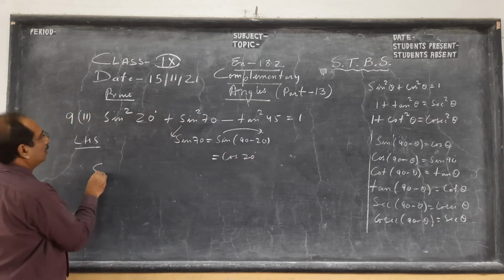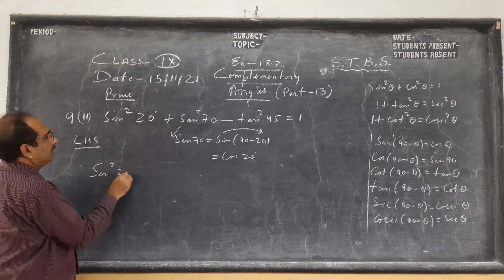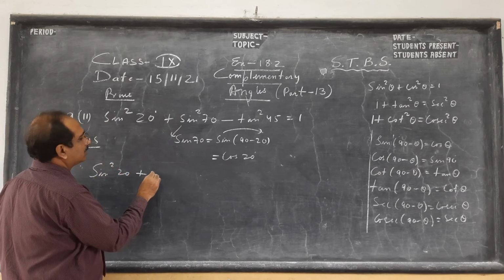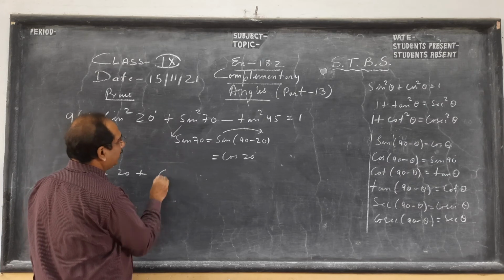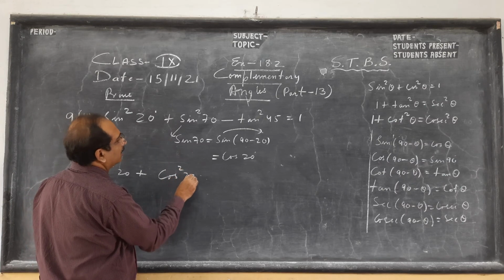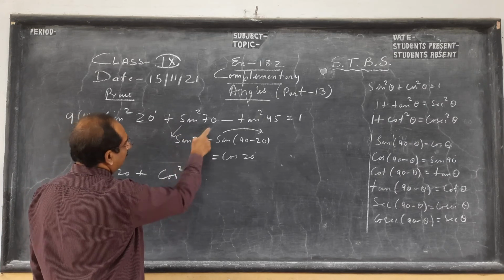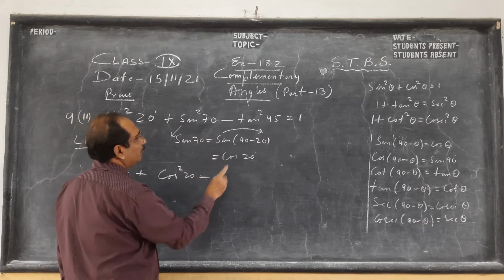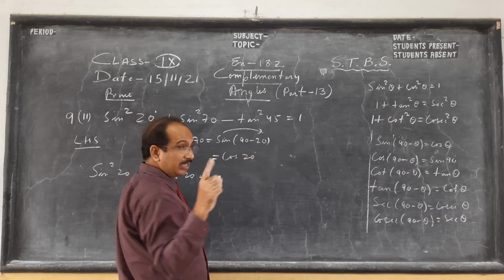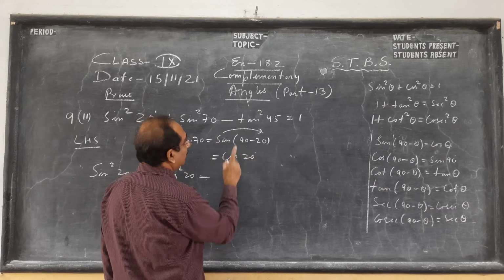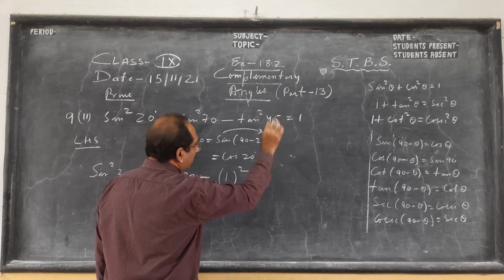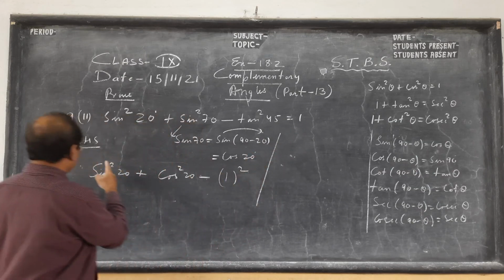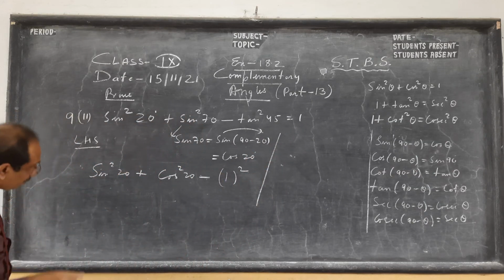So here we get sine square 20 and sine square 70 degree, which we can write as cos square 20 degree. This is the reason: sine 70 becomes cos 20, and the square comes here, minus tan 45. See, standard angle, that's why I have done it in between. Tan 45 is 1. Don't write 1, we have to prove this, children. Okay, don't write 1, we have to prove this.